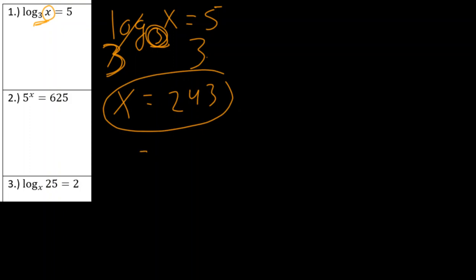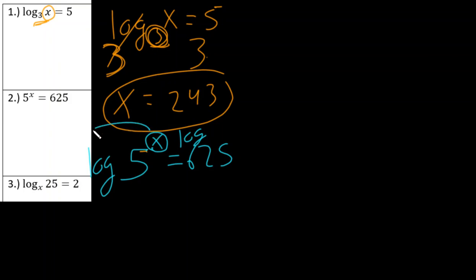Here we have, and let me go ahead and switch colors, 5 to the power of x is equal to 625. Now notice, anytime you have your variable in the exponent, we want to get rid of that by simply taking the log of both sides. And when you do that, always draw an arrow in front of your logarithm.